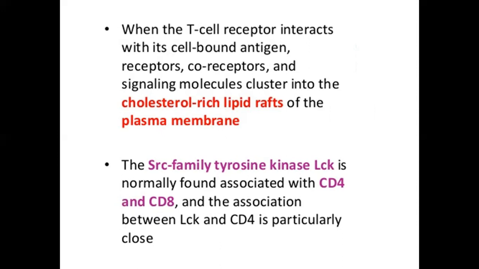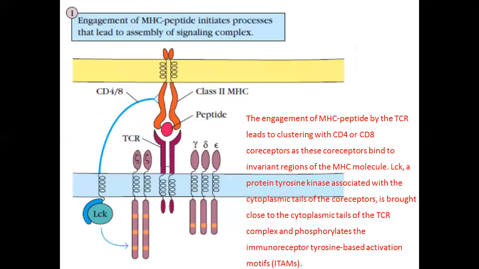The SRC family tyrosine kinase, LCK, is normally found associated with CD4 and CD8, and the association between LCK and CD4 is particularly close. So it starts here now. The first one, cell signaling: the engagement of the MHC peptide initiates the processes that lead to assembly of the signaling complex.